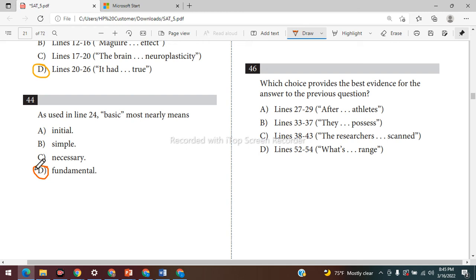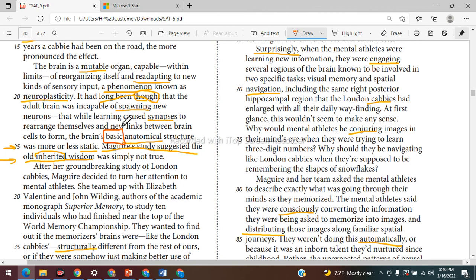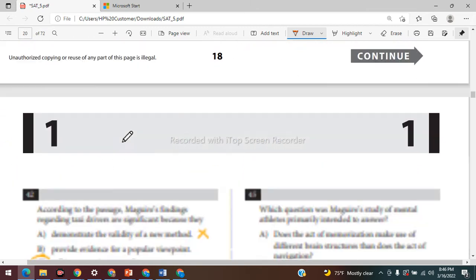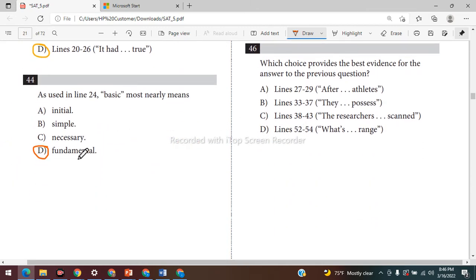In my mind, it's either A or D. I really like A, you know. I don't know why the answer is saying A. They say D. But I like A more because it says the brain's basic anatomical structure is more or less static. We can't use initial for real because initial would mean from birth. We don't want that. So fundamental, yeah, most nearly fundamental.